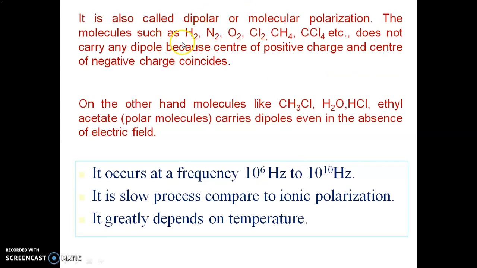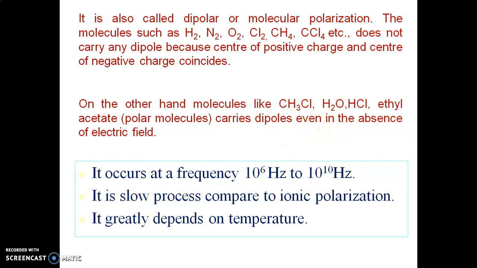If you consider molecules such as H2, N2, O2, Cl2, CH4, CCl4, they do not carry any dipole, because the center of positive charge and the center of negative charge coincide. Whereas molecules such as CH3Cl, H2O, HCl, etc., have permanent dipoles in which there is separation, and you can calculate the dipole moment also. Once the field is applied, the alignment of the dipoles takes place. That mechanism is called orientation polarization, a contribution by certain materials like this.